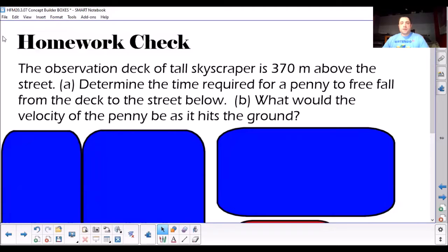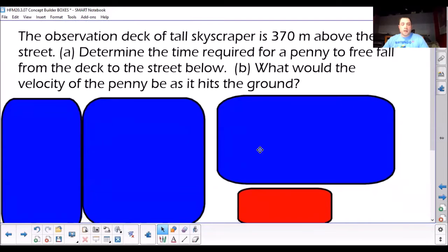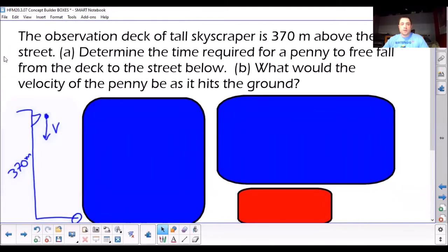We've got this penny being thrown, or dropped, I'm sorry, from the top of a skyscraper. And we want to know two things. We want to know the amount of time it will take for the penny to reach the ground, and we also want to know the final velocity. With any problem, we always draw a picture first. So I've got this balcony here, 370 meters off the ground, going down.